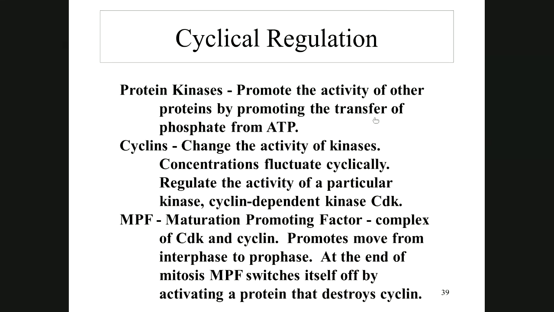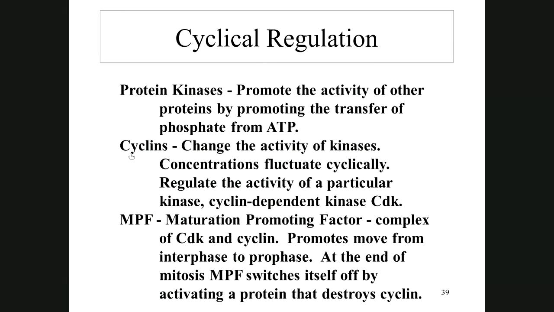Now, cyclical regulation. What regulates that cell cycle? How does the cell know to go from interphase into mitosis? Well, we got to look at some things and then we'll look at a picture. So we have protein kinases. Remember what a kinase is? Enzyme that breaks down ATP to phosphorylate something, to phosphorylate a protein. So promotes the activity of other proteins by promoting the transfer of a phosphate from ATP. Remember, kinases break down ATP to phosphorylate some molecule. That's going to activate it, right?